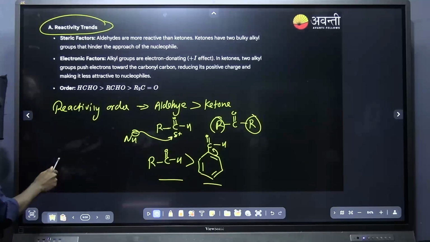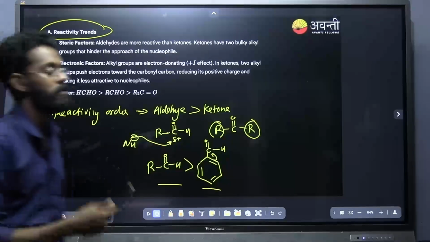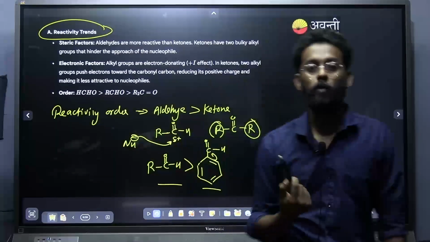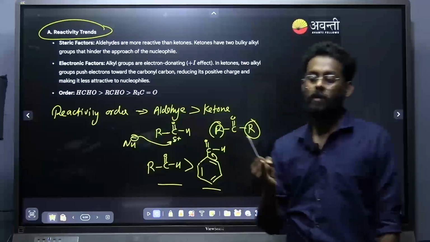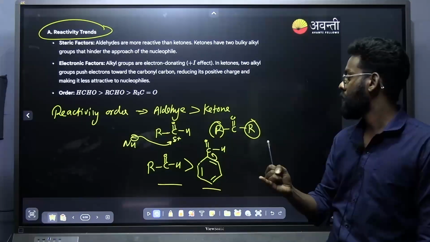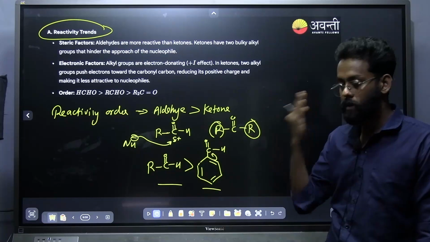A question can be asked: arrange the following based on the reactivity of nucleophilic addition reaction. First it will be aldehyde, then benzaldehyde, then ketone.